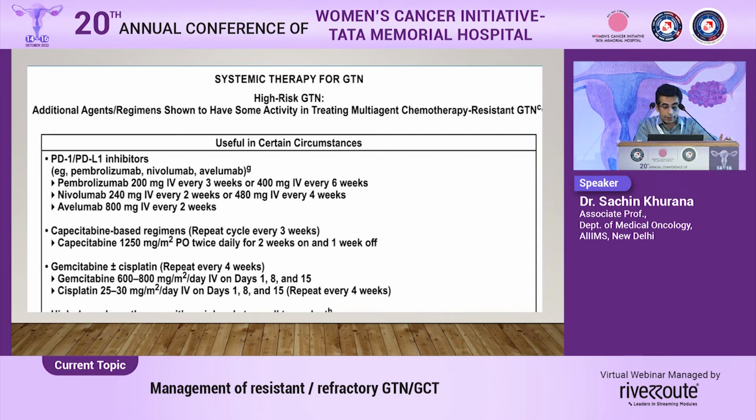Now, this is again the NCCN guideline which says we can use PD-1, PD-L1 inhibitors, pembrolizumab, nivolumab or avelumab, and just note this one also, capecitabine based regimen. So we have 2 patients in our clinic, both were multiply treated, had limited disease, not very extensive disease, we gave them capecitabine, and both of them are now in durable remission. So this can also be considered in later lines when you do not have a very high burden of disease. Gemcitabine-cisplatin can also be used, though I haven't used it in GTN so far.